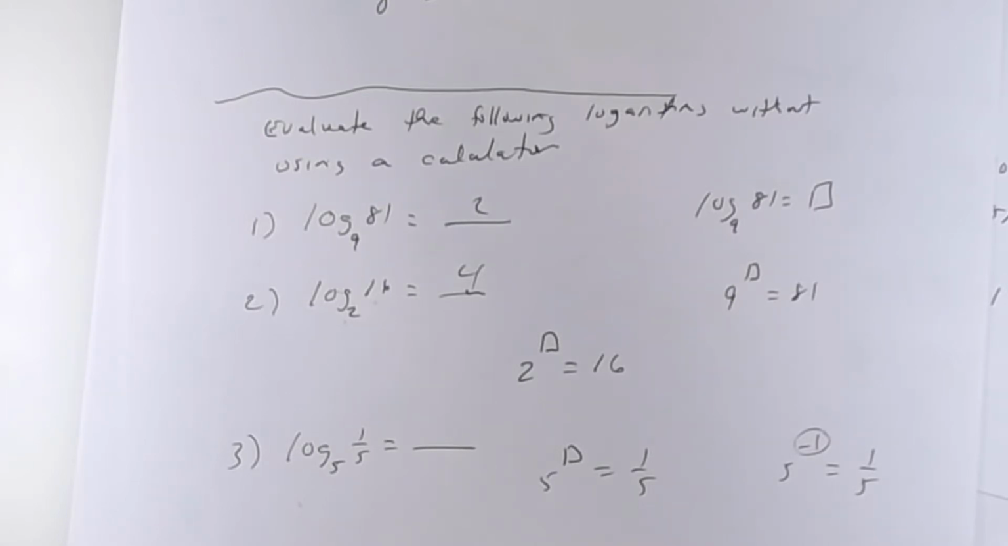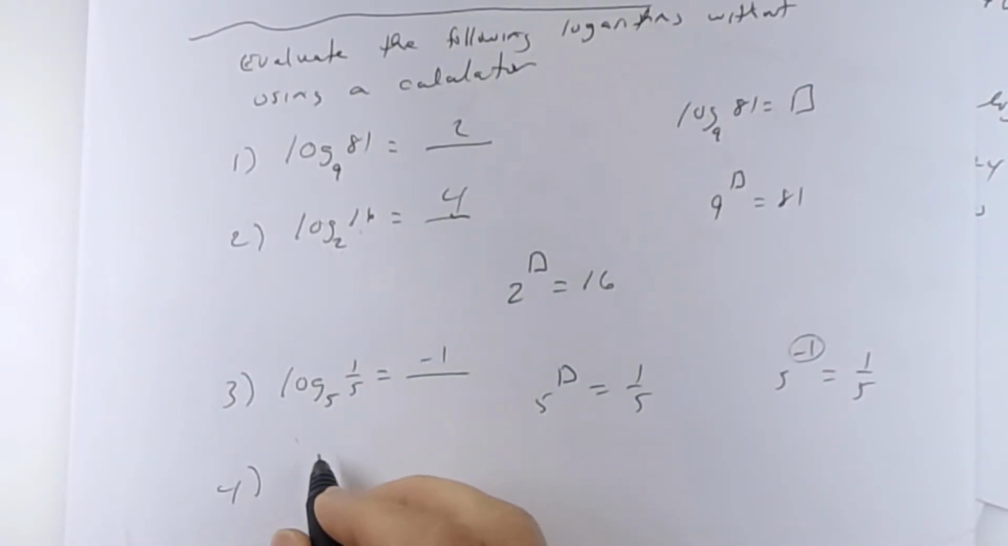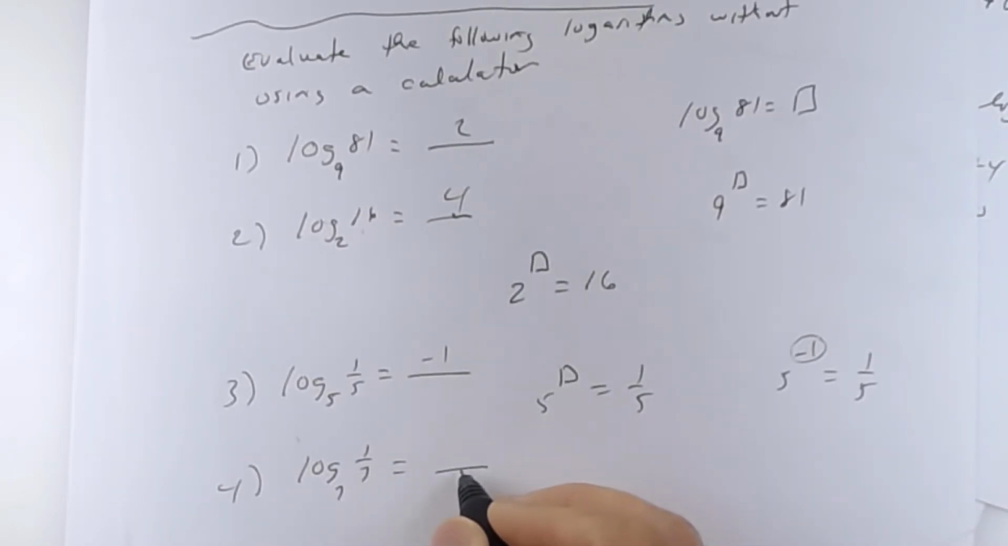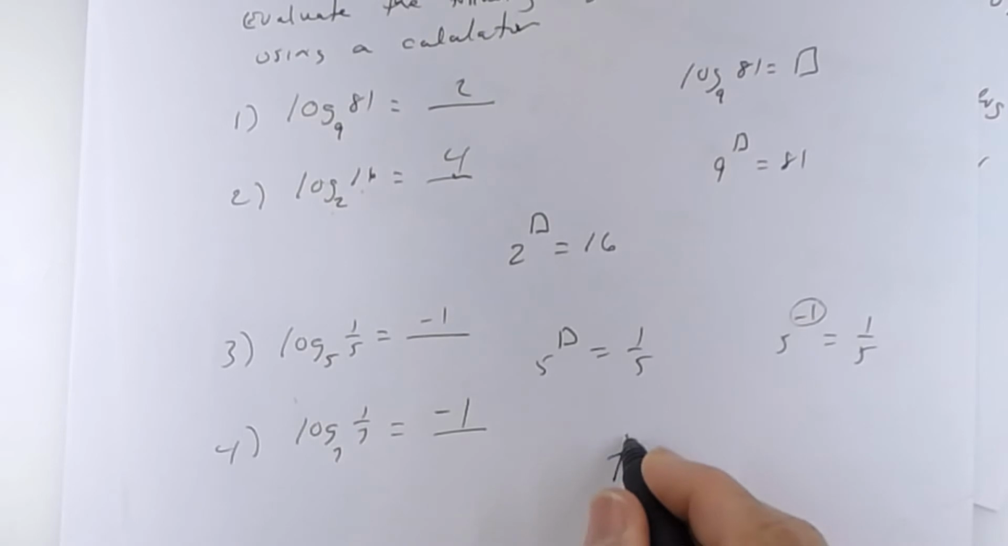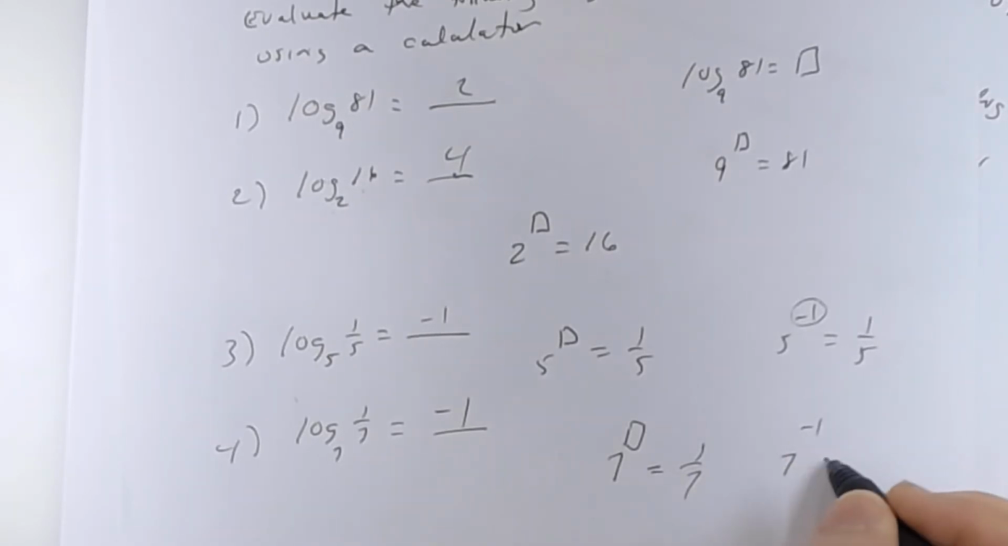So the answer is negative 1. Number 4. Log of 1/7 base 7. Negative 1. Because 7 to what exponent is 1/7? Well, 7 to the negative 1 is 1/7.